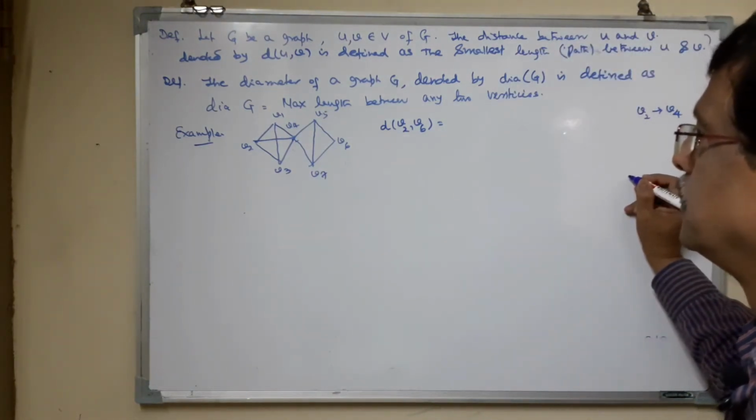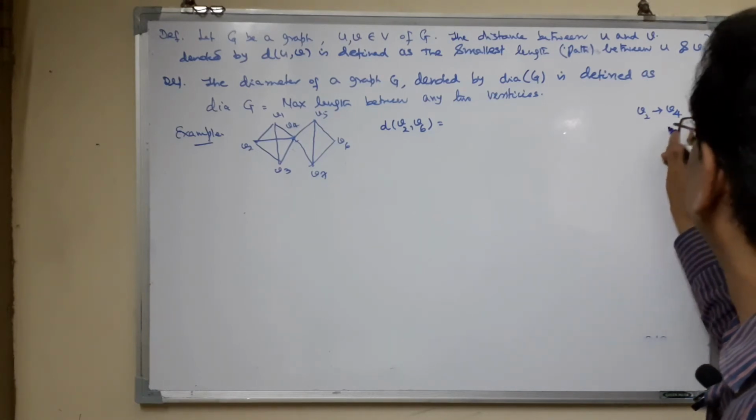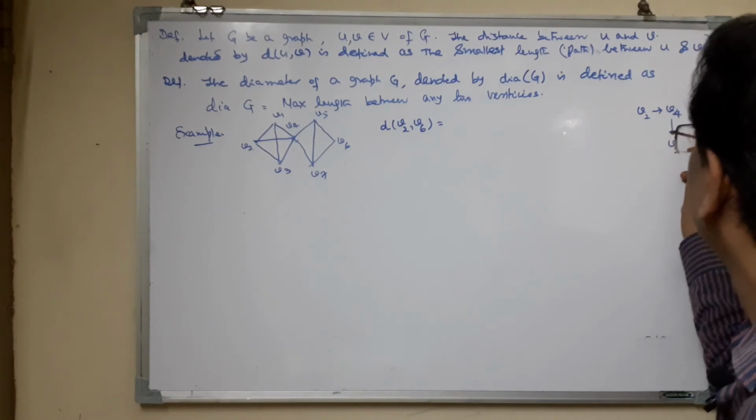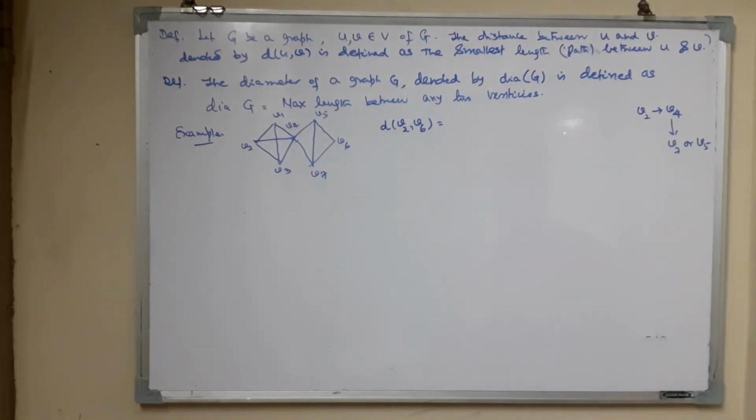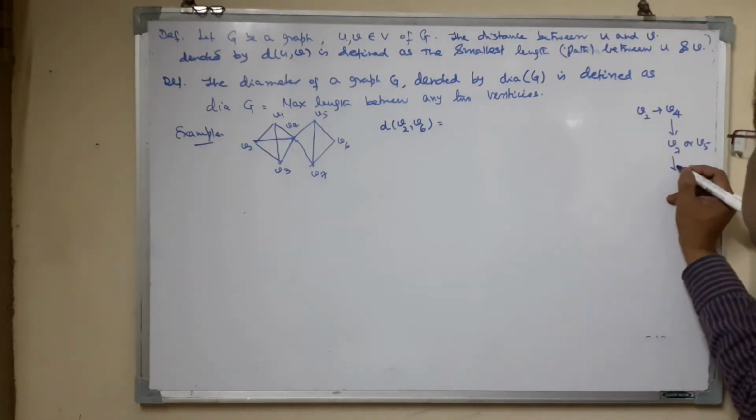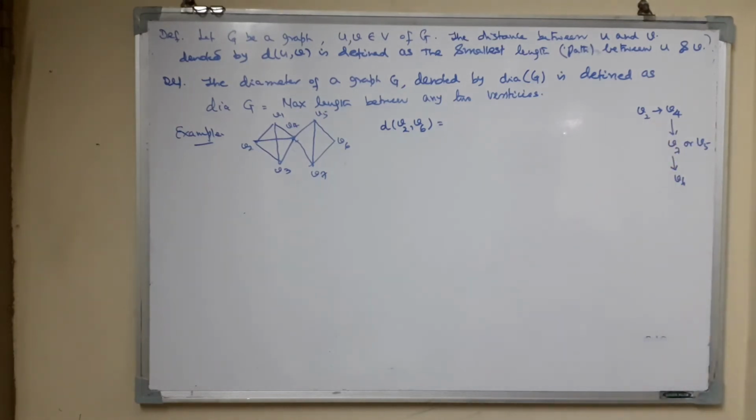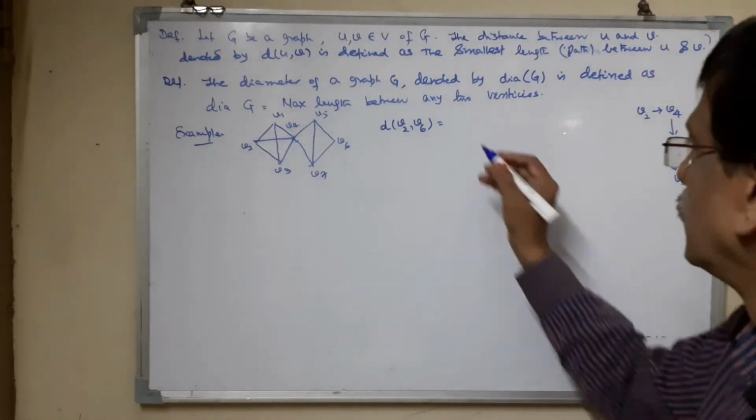Then V4 to either V5 or V7. Once I reach V7, I have to reach V6. So 1, 2 and 3, which is 3.